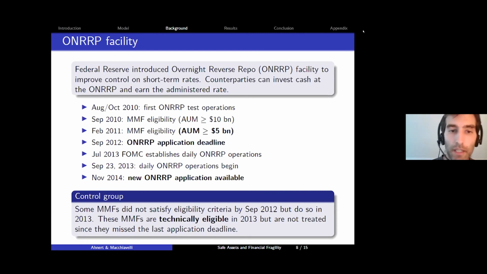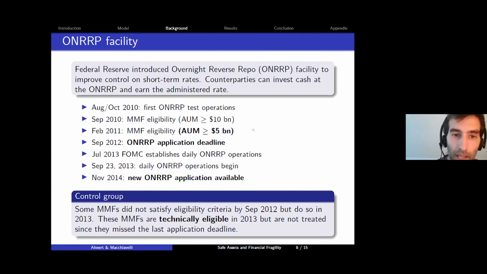So in order to tease out the effect of the ONRRP, we need to look at the early stages of the rollout of the facility. And this is what I mean by that. In 2010, the Fed started some sporadic test operations. Originally only primary dealers were included. In September 2010, they introduced money funds. And the initial eligibility criterion that was the most stringent was that money funds needed to have assets under management above 10 billion. This requirement was brought down to 5 billion in September 2011.